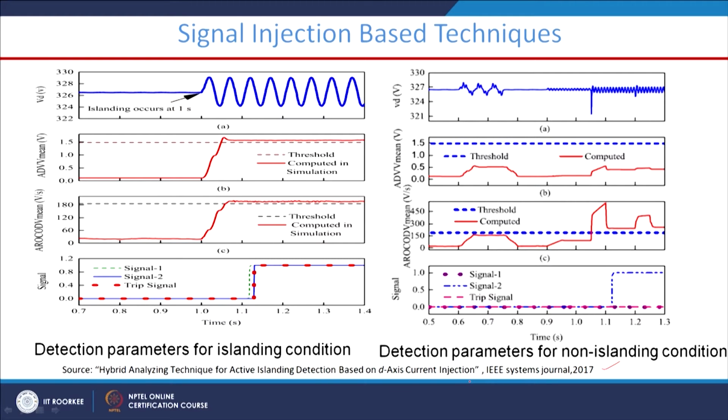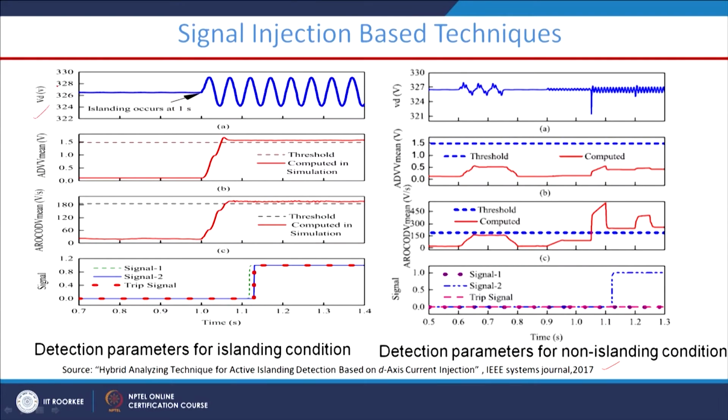You can download it and read more about it. In fact, to be honest, there are a lot of research papers based on this active islanding technique. In this class we are discussing just one technique, but you can follow many techniques. The idea may be different, but the concept is the same everywhere: we are injecting some disturbance signal to the controller and then measuring the parameters or quantities at the PCC bus.